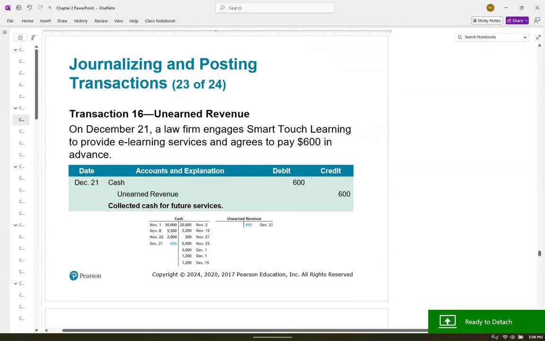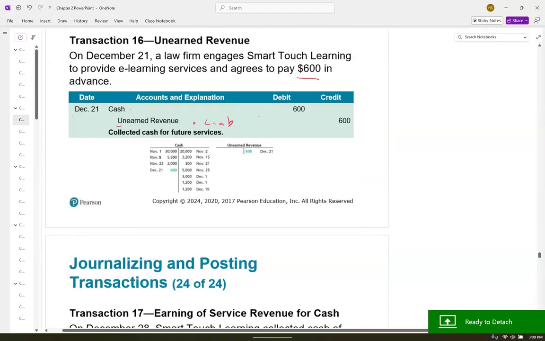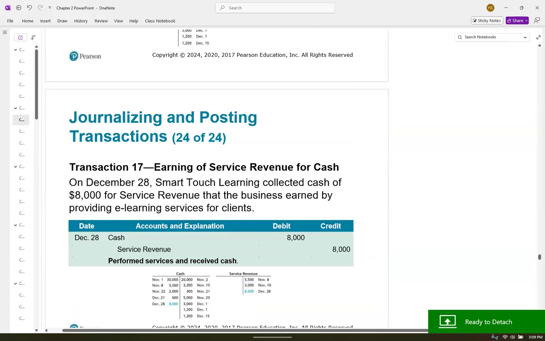Okay. Then on December 21st, a law firm engages Smart Touch Learning to provide e-learning services and agrees to pay $600 in advance. Okay. We're increasing cash by debiting cash. We are increasing a liability. Unearned revenue is a liability, not a revenue account. Okay. It's going to be held in there until they actually perform the service. And I think they're not providing any services until the next year. Okay. Or maybe they're going to earn it a little sooner. Sorry about that. I think this is our last one.